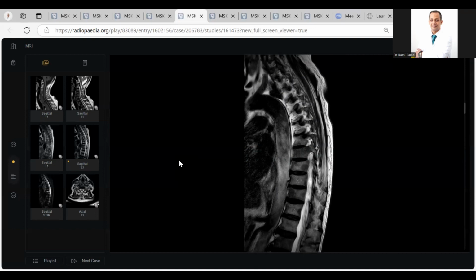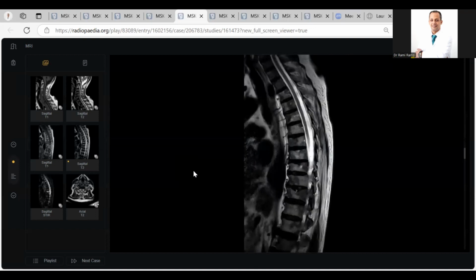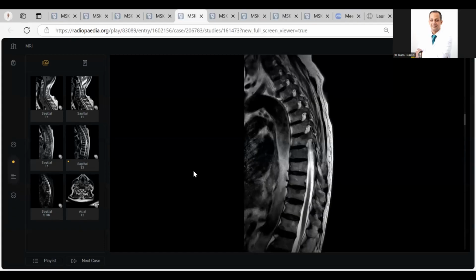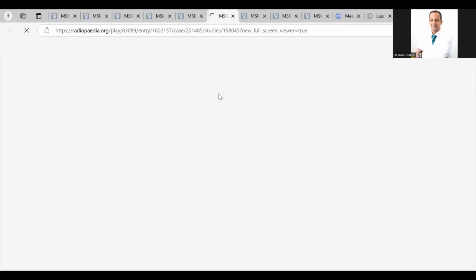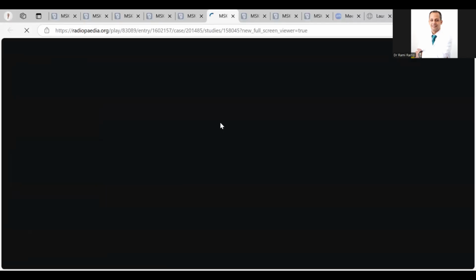Next will be MR of the pelvis, and would also do bone scans to see further. Okay.